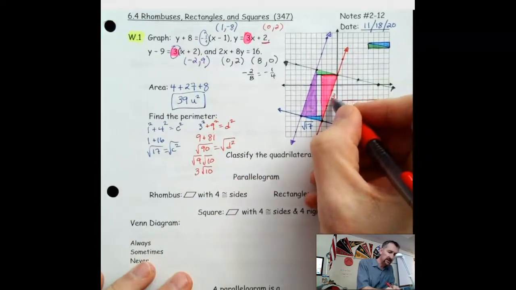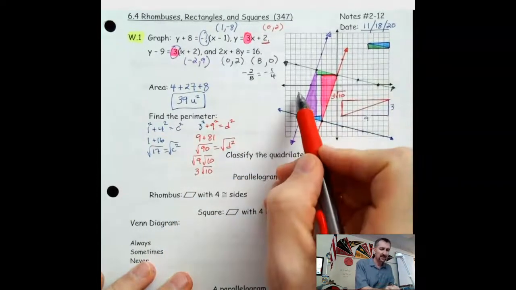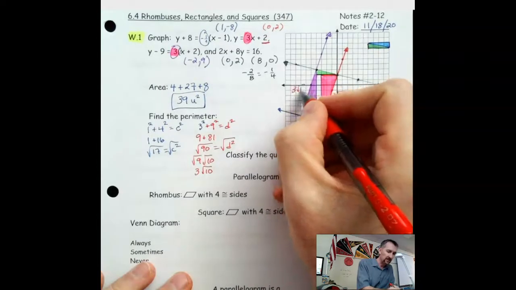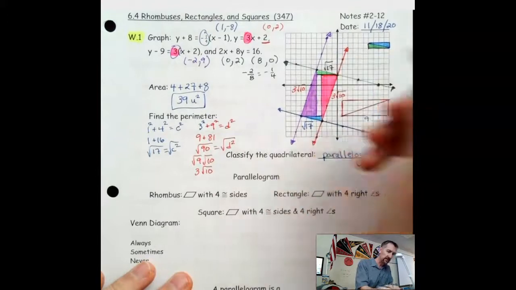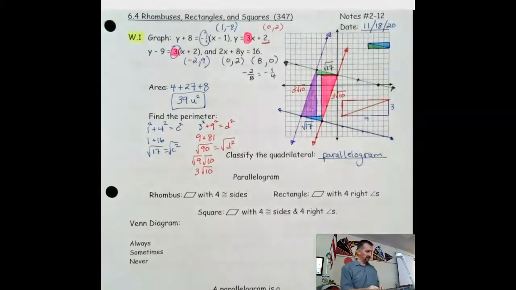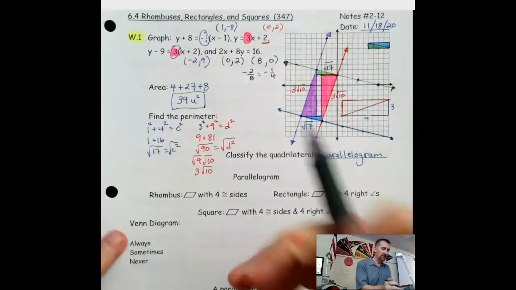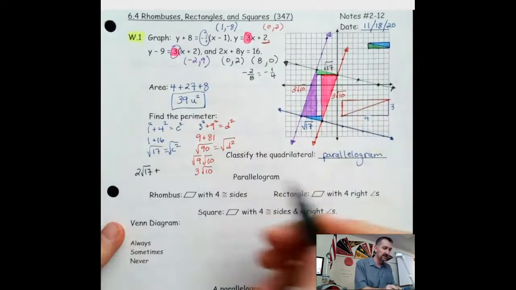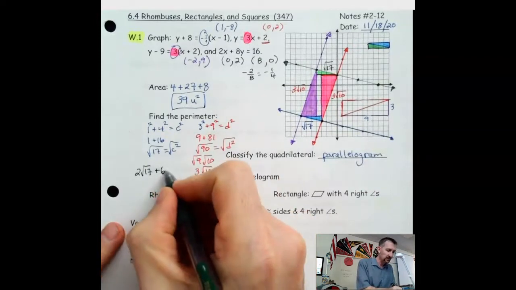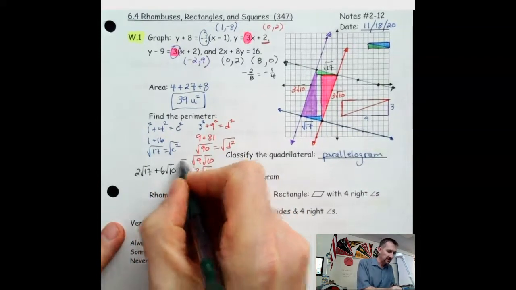So this side is 3 root 10, and this side is going to be 3 root 10. And this side up here is also going to be root 17. So we're pretty much done with that perimeter now. We can say that the perimeter is going to be 2 root 17 plus, and 2 of these would be 6 root 10, and don't forget the units.